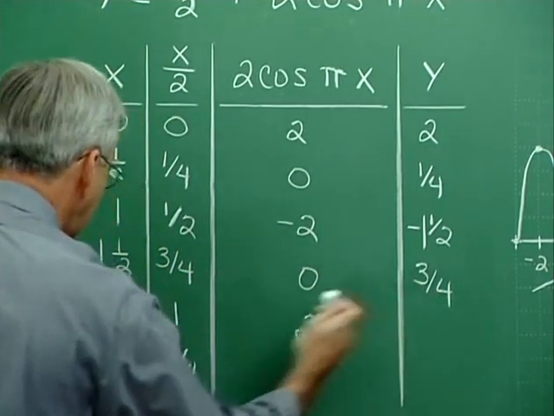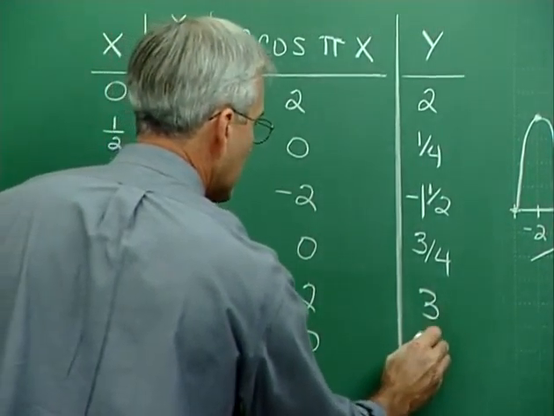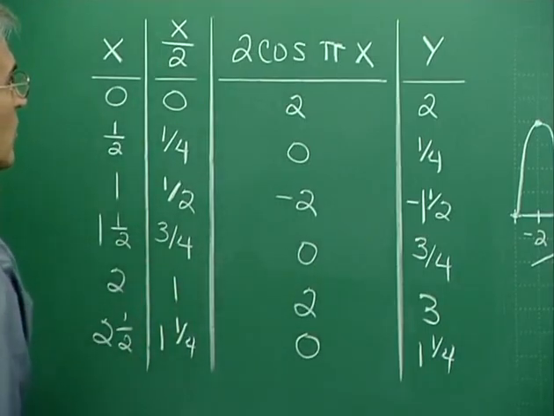Well, and then we would, of course, add these. We have 1 and 2 to give 3. 1 and 1/4, and 0 is 1 and 1/4. All right, and then we would go over and plot those points.